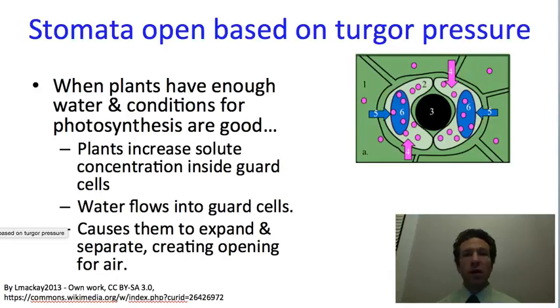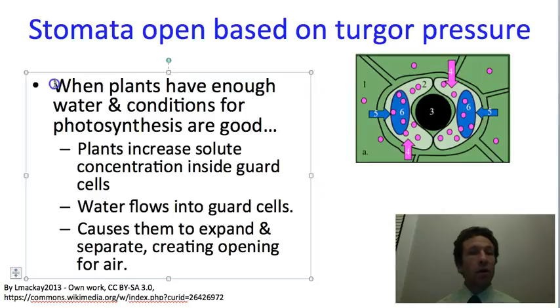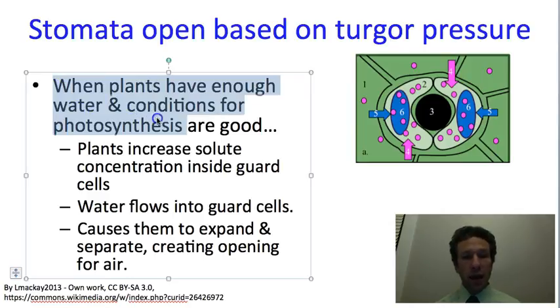It turns out that whether those openings are open or closed is going to depend on the amount of water in the cells and hence the turgidity of the cells. So let's first think about what happens when plants have good conditions. So they have abundant water and they have light and are able to photosynthesize. If this is the case, then the plant is going to actively send solutes into the guard cells.